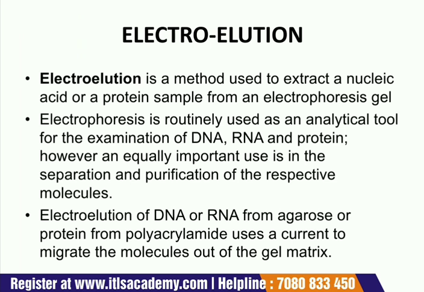Still, the choice of technique is a matter of preference and cost, but a highly versatile technique is electroelution, which is compatible with DNA and RNA elution. Electroelution of DNA or RNA from agarose, or proteins from polyacrylamide, uses a current to migrate the molecules out of the gel matrix. It is routinely used to elute RNA or DNA from agarose gel and protein from polyacrylamide gel.